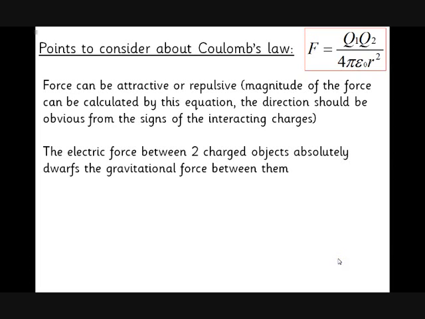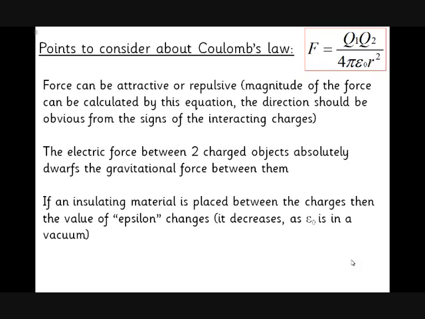The electric force between two charged objects absolutely dwarfs the gravitational force. You might have done this in lesson, but if you don't believe it, then calculate the force between, say, a proton and electron, and then the force between them in terms of their masses, using the equivalent gravitational force, and you will find that the electrostatic force absolutely dwarfs the gravitational. And as we've said, if there's an insulating material between the charges, then the value of epsilon will change. It will decrease, as epsilon 0 is in a vacuum.